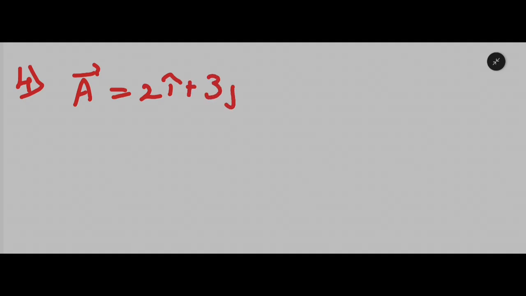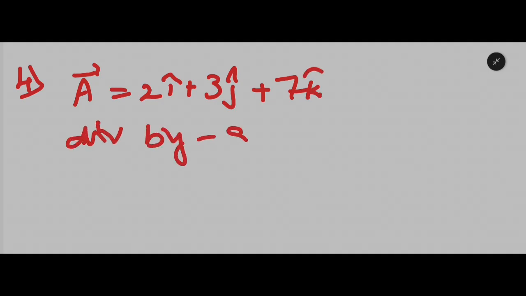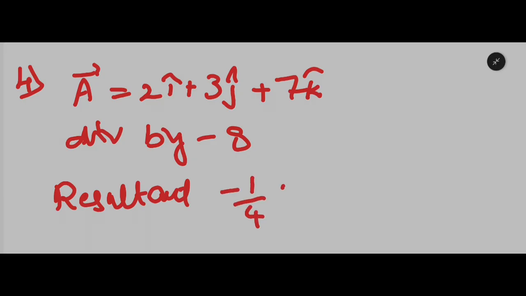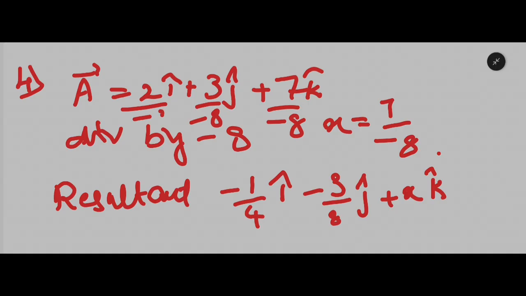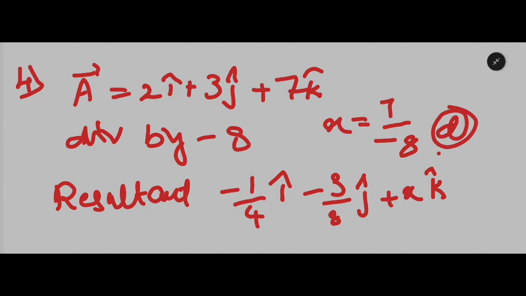Next, fourth question. We have a vector given as, let me take that vector as a bar, a bar is equal to 2 i cap plus 3 j cap plus 7 k cap, divided by minus 8. The resultant is also given: minus 1 by 4 i cap minus 3 by 8 j cap plus x k cap. So we are supposed to find what x is. Simply we can say that x is nothing but 7 by minus 8, right? This one divided by minus 8, this one divided by minus 8, this one divided by minus 8. That is what we will do. Division in the sense. So x is this one. The option is D.